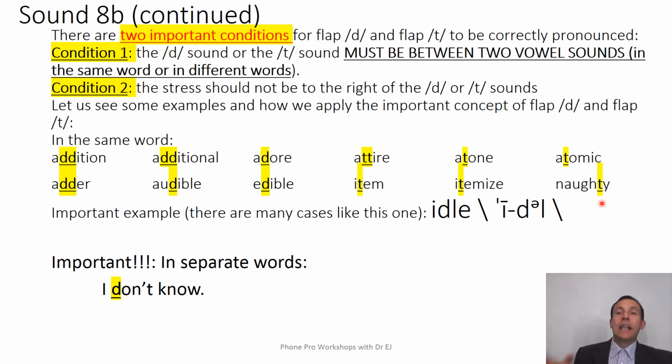Okay, let me explain a very interesting example. Let's talk about the word idle. I have to tell you that there are many cases like this one, so you must know this example. You see the word idle, I-D-L-E, and in this case, letter L is not silent, and letter D is not silent. So when you analyze condition number one to determine if you have to pronounce it with a flap T or flap D, you say maybe condition number one is not met.